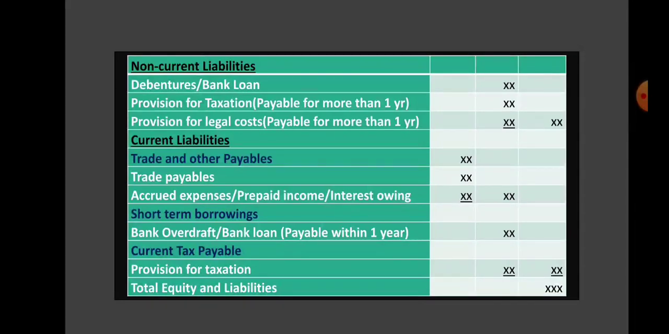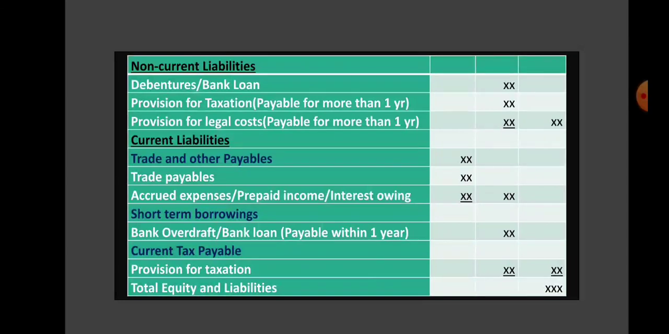The next heading is current liabilities. Under current liabilities, we have trade and other payables, short-term borrowings, and current tax payable. Trade and other payables include trade payables, accrued expenses, prepaid income, and interest owing. Among the short-term borrowings, we have bank overdraft or bank loan. Actually, short-term borrowings is something new for you. This heading you need to write, and you have to take here any borrowings which are within 1 year.